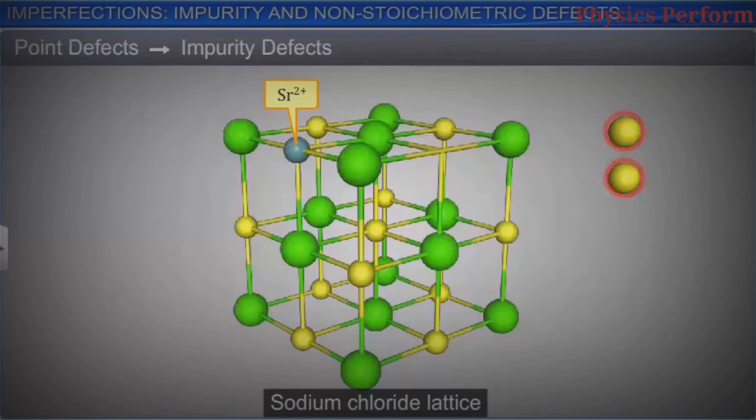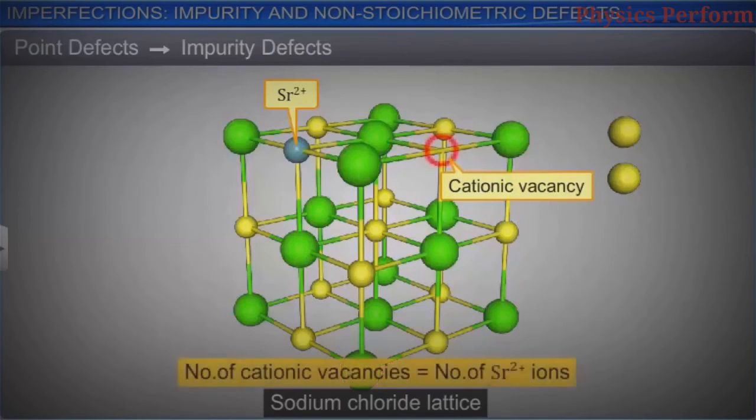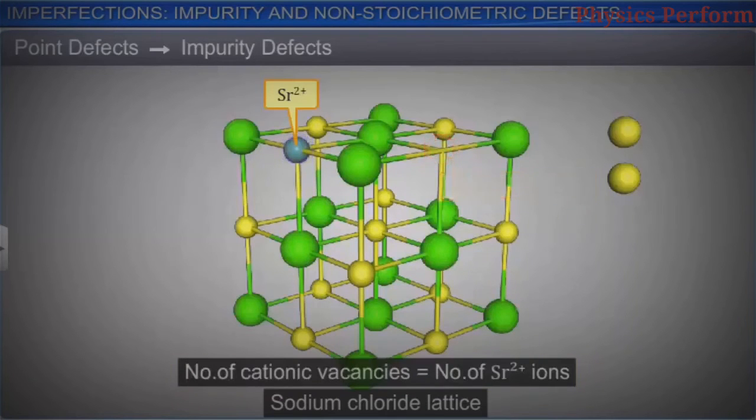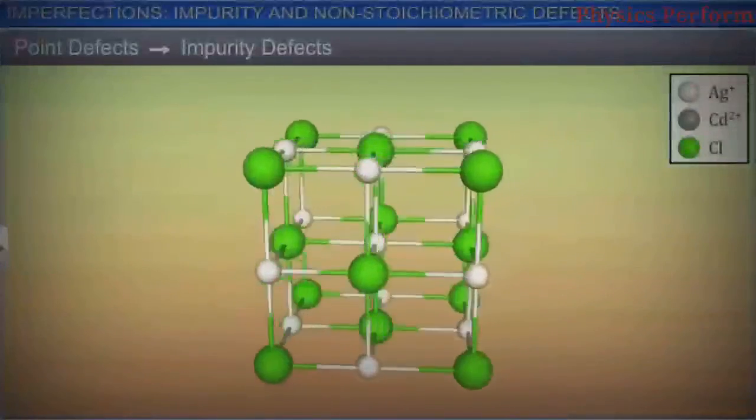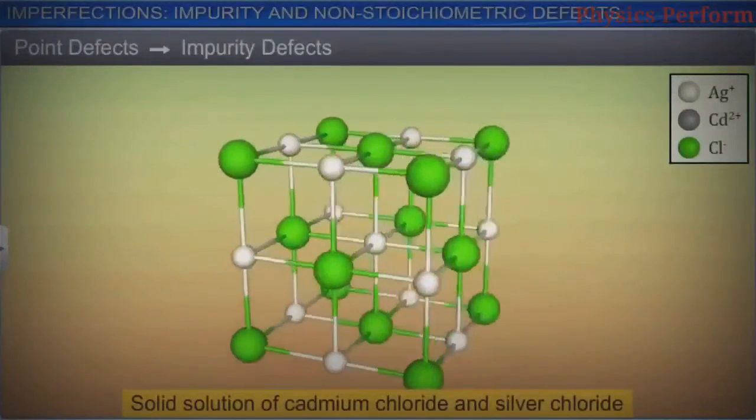Sr2+ occupies the site of one sodium ion and the other site remains vacant, which results in the creation of cationic vacancies in the crystal. The number of cationic vacancies is the same as the number of Sr2+ ions present in the crystal. Another similar example is the solid solution of cadmium chloride and silver chloride.